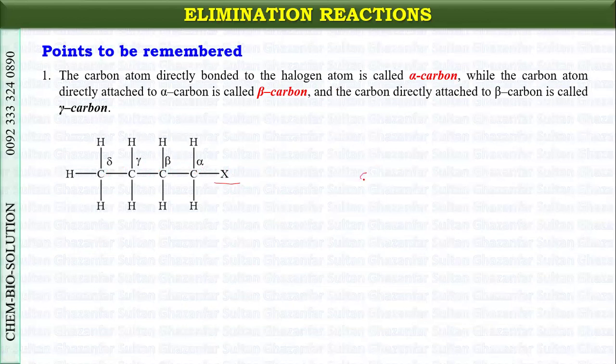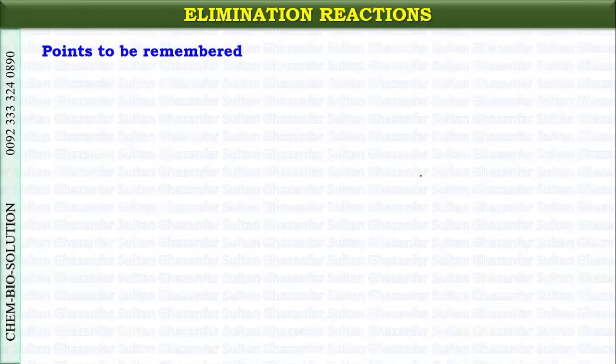For example, if the compound is like this, this is 2-chlorobutane. In this 2-chlorobutane, this is the alpha carbon, and both of these are the beta carbon, and next to beta is gamma carbon. So what happens in this reaction? In this reaction, hydrogen is removed from the beta carbon while halogen is removed from the alpha carbon. That's why it is called beta elimination reaction.